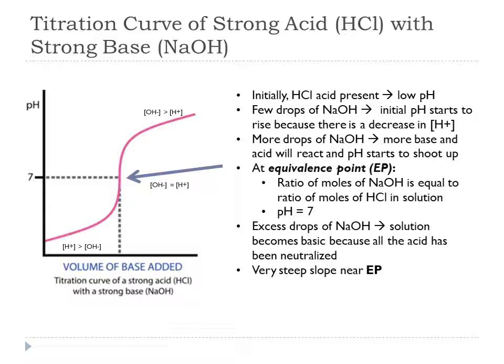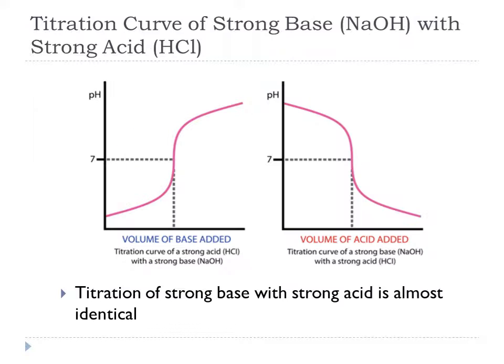As you keep adding more base, pH starts to shoot up until it reaches the equivalence point. At this point, the mole of NaOH is equal to the mole of HCl in solution, and the pH at the equivalence point is 7. If we add more NaOH, the solution becomes more basic because the acid has been completely neutralized and there is excess OH in the solution. As you can see, there is a very steep slope near the equivalence point.